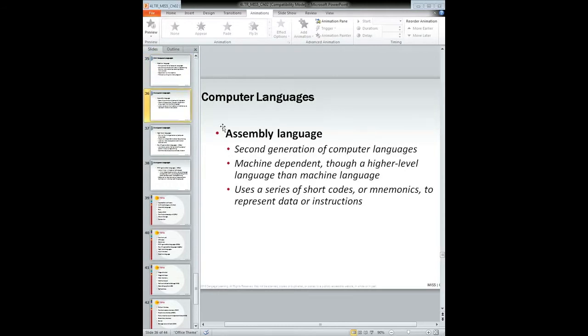The second generation, or maybe you have heard about assembly language, is basically machine dependent, and it's a higher level language than a machine language. So they are using a series of short codes to represent data or instructions. For example, to add or subtract, there are typical commands in assembly language that can be written.